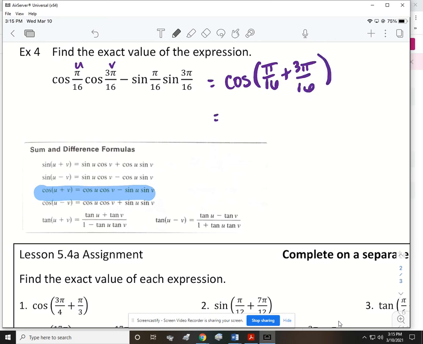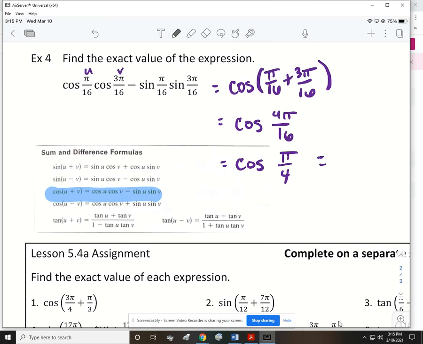All right, so it's going to be the cosine of 4 pi over 16 or the cosine of pi over 4. All right, and then we will just use our pi over 4 finger. It is in quadrant 1, and then it's the square root of the top fingers over 2. That's it.